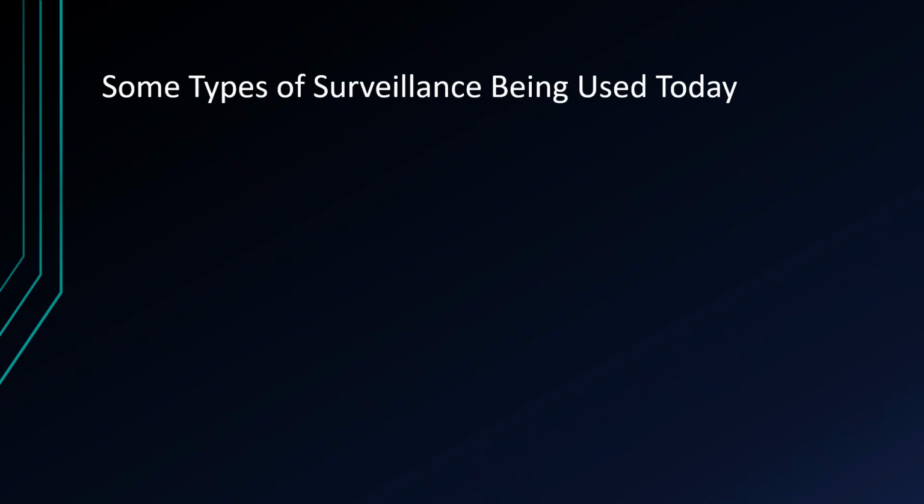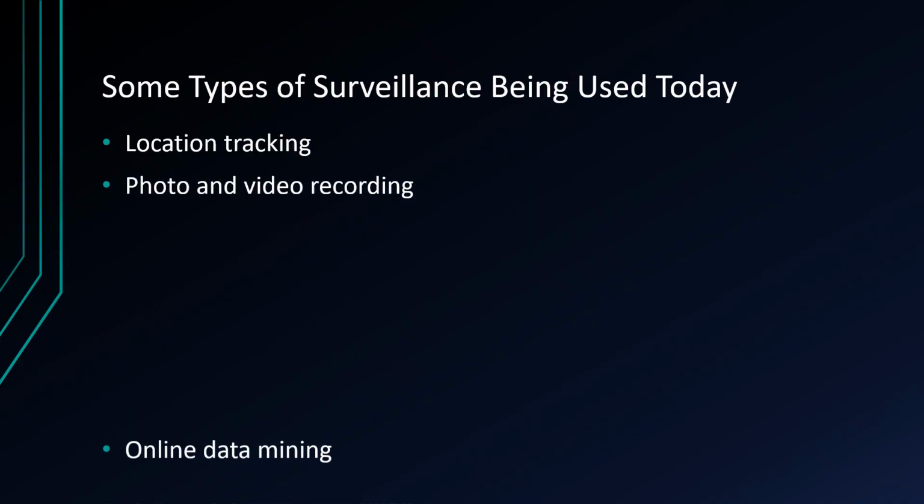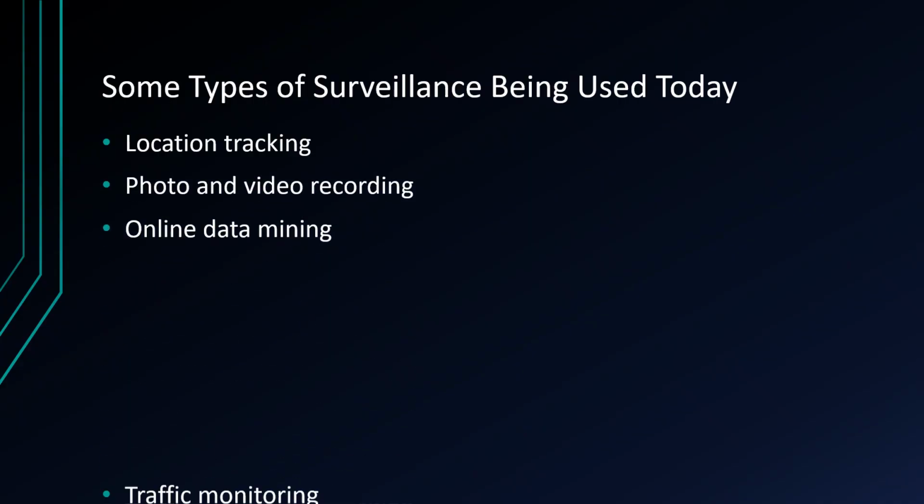Here are some types of surveillance that are being used today that I found to be most prevalent for this presentation. Location tracking, photo and video recording, online data mining, and traffic monitoring. Now, there are more types of surveillance, but these are the most prevalent today and used by governments to track their citizens.